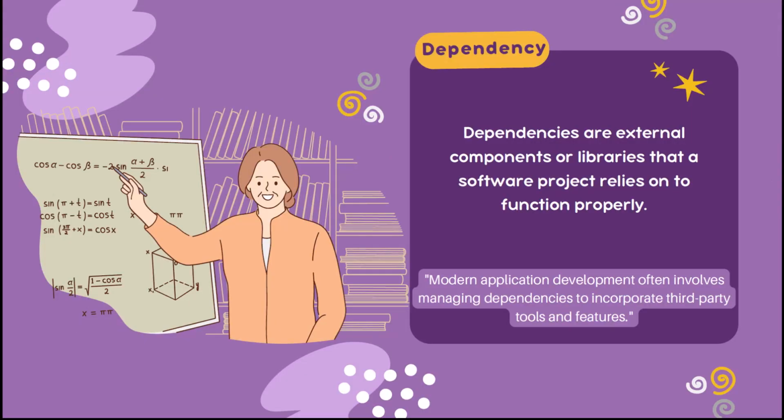Dependency. Dependencies are external components or libraries that a software project relies on to function properly. Example. Modern application development often involves managing dependencies to incorporate third-party tools and features.